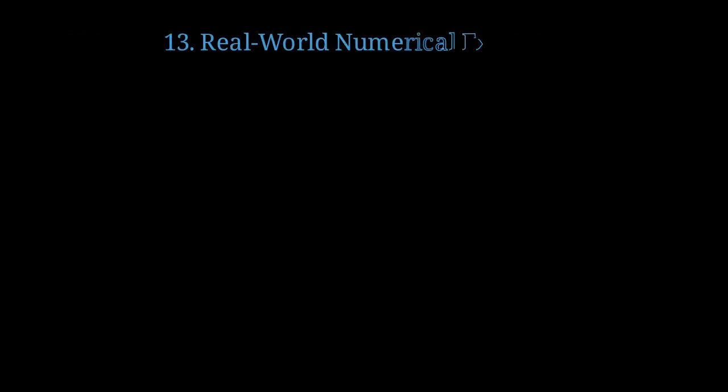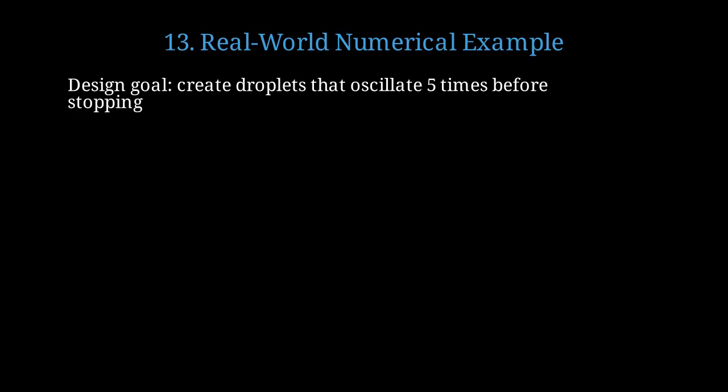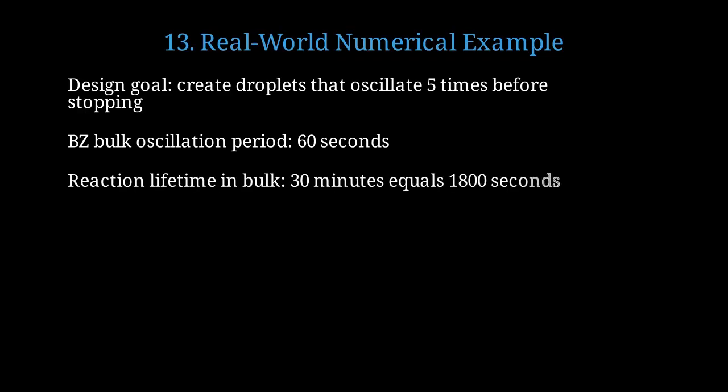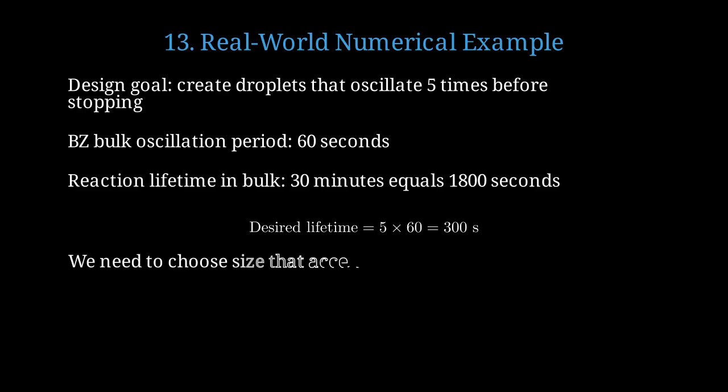Let's work through a complete numerical example from start to finish. Suppose we want to design droplets that complete exactly 5 oscillations before the reaction stops. The bulk BZ oscillation period is 60 seconds in our formulation. In bulk, the reaction sustains for 30 minutes or 1,800 seconds before reactants deplete. Our desired lifetime is 5 times 60 equals 300 seconds. We need to choose a droplet size that accelerates reactant depletion by a factor of 6.